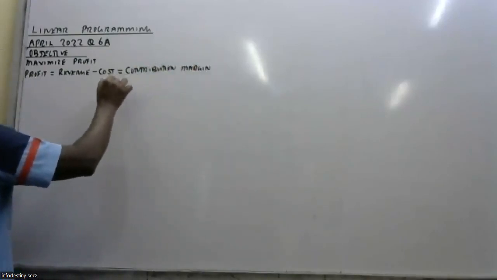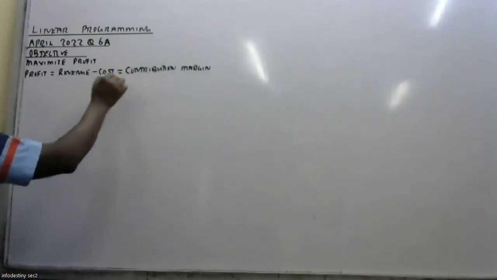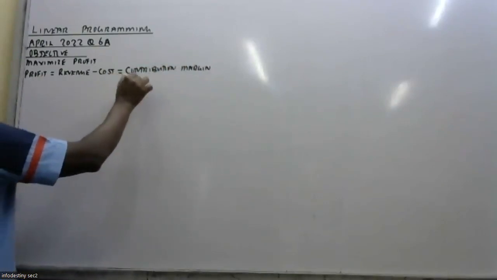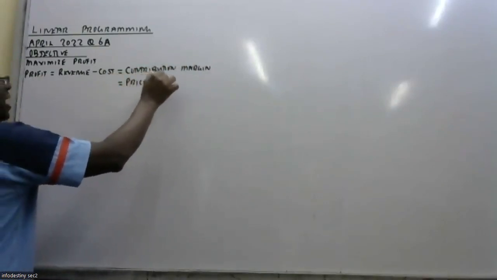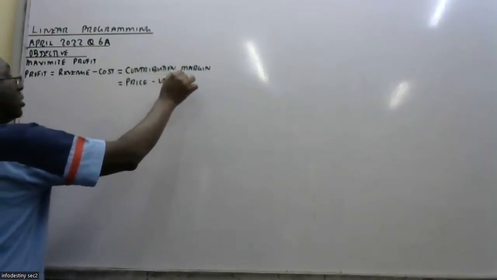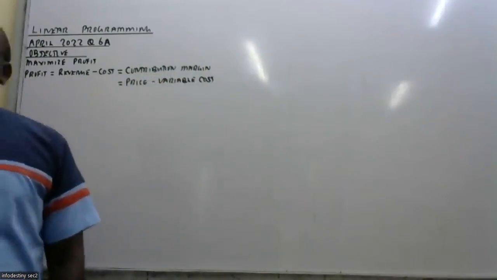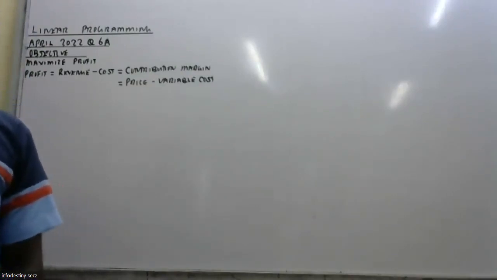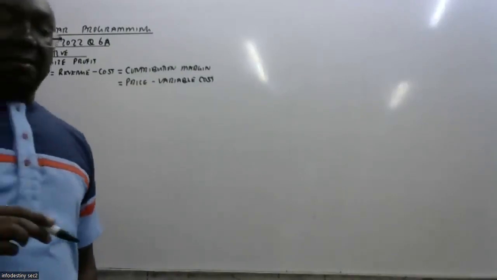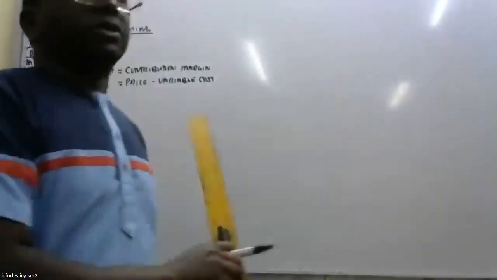And when we talk about contribution margin, we are talking of price minus variable costs. So when you see profit in linear programming, we are talking of contribution margin, which is the selling price minus the variable cost. So that is always the first step in linear programming.